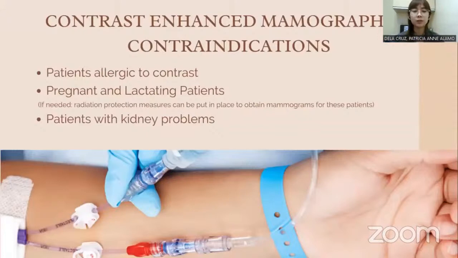The next contraindication for CEM is patients with kidney problems. Before proceeding to CEM, we need to have creatinine results of the patients so that we will know if the patient can undergo a CEM procedure. But if the patient has renal problems, they can consult their doctors and they need to have a clearance so that we will know if we will encounter any problems with the procedure.